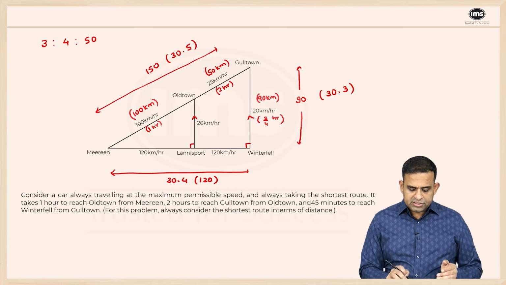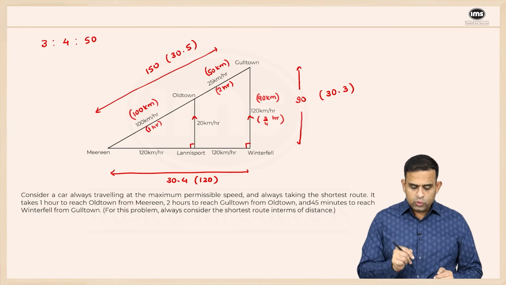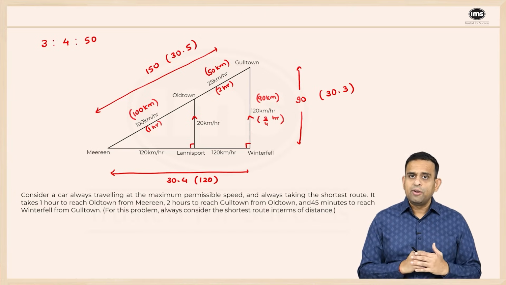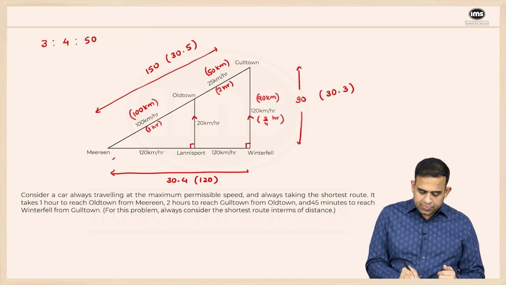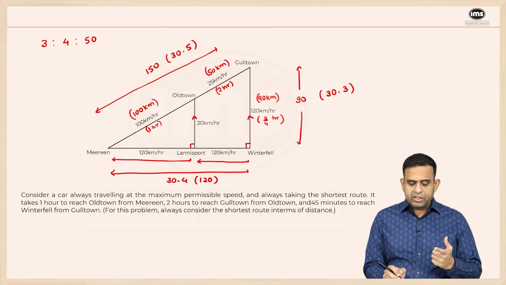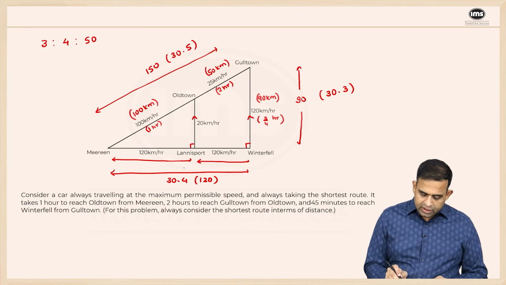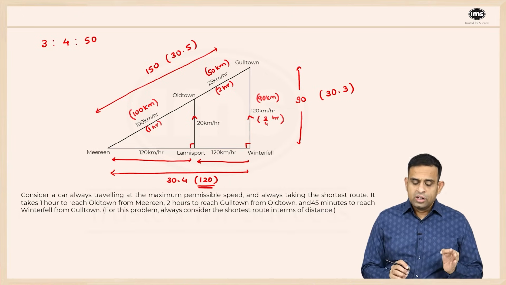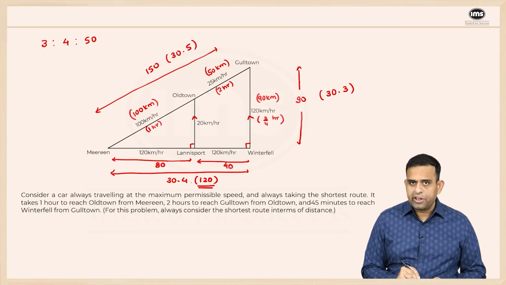And also understand, since these two lines are parallel, the road from Lannisport to Old Town and Winterfell to Gulltown, they are parallel. So I can also take the help of BPT, and we can say that these two distances, Marine to Lannisport and Lannisport to Winterfell, also need to be in the ratio of 100:50, or we can say 2:1. That basically means if I split the number 120 in the ratio 2:1, those numbers would be nothing but 80 and 40 over here.